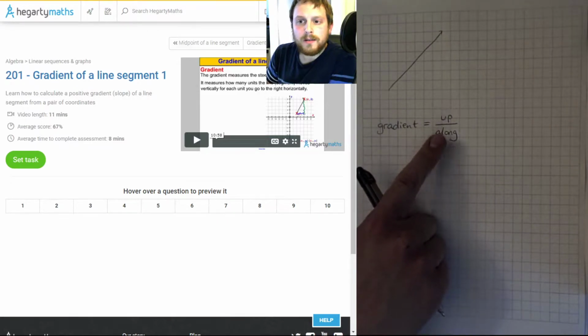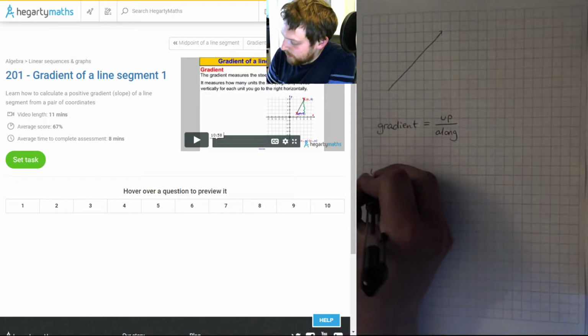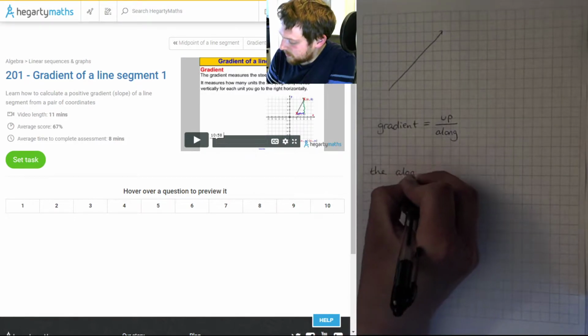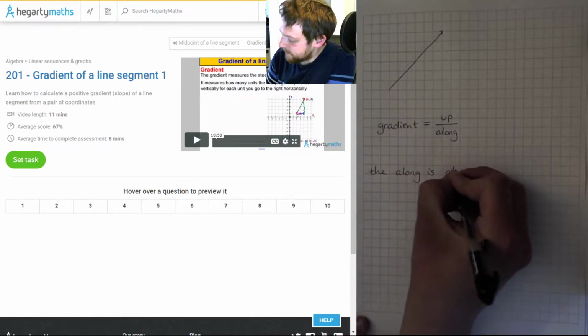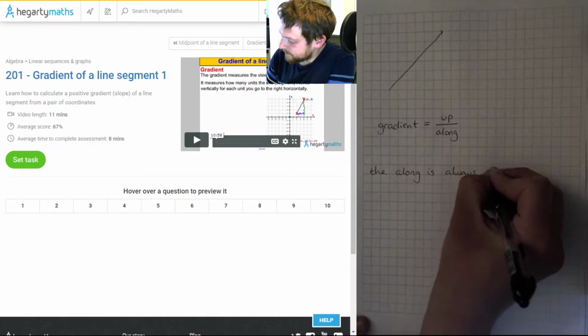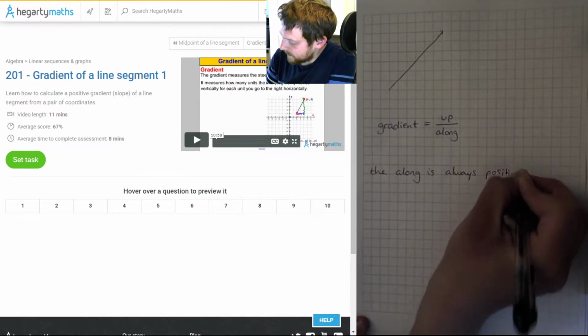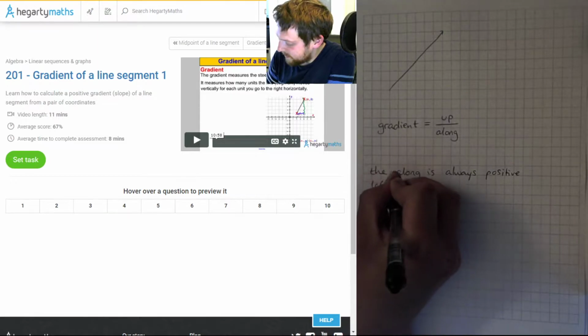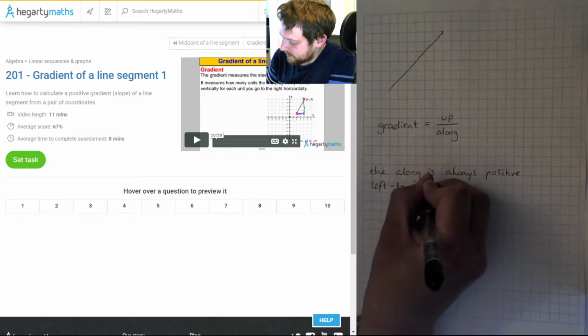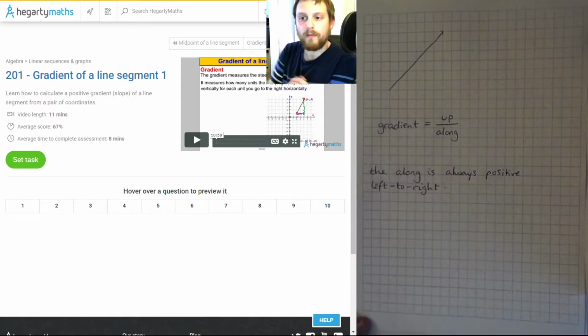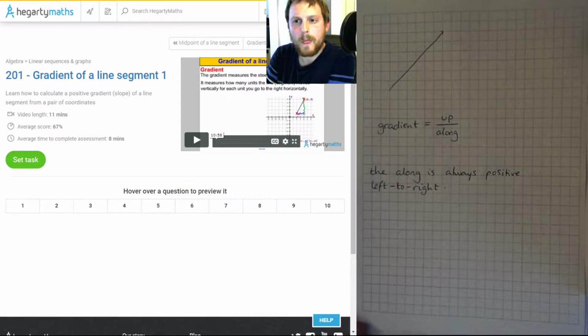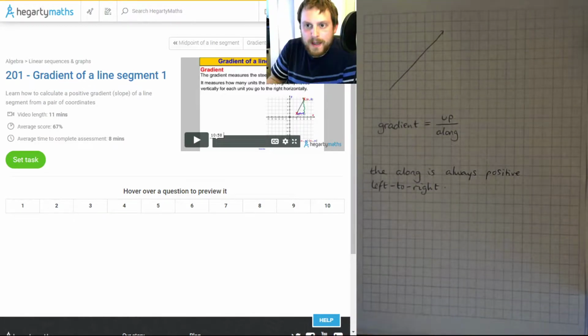This along is always left to right. So the along is always positive, left to right. Okay, so what do I actually mean?